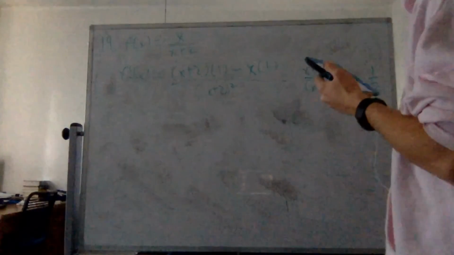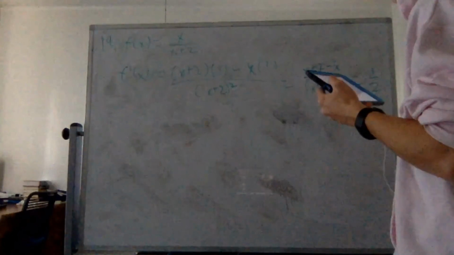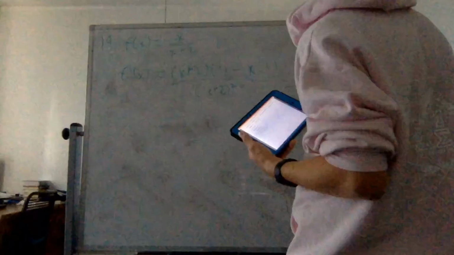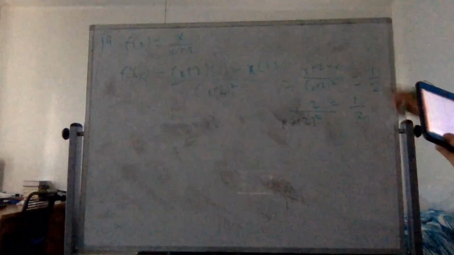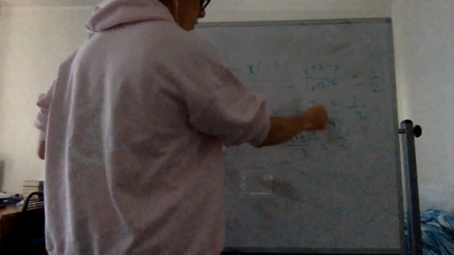So now we want this whole fraction to equal 1/2, right? So now x minus x, so we get 2 over x plus 2 squared, right? So 2 over x plus 2 squared equals 1/2, right? So if we flip everything around, we get x plus 2 squared over 2 is equal to 2, right? If we just move this to the top, this one to the bottom, this one to the top, and the one to the bottom, right?